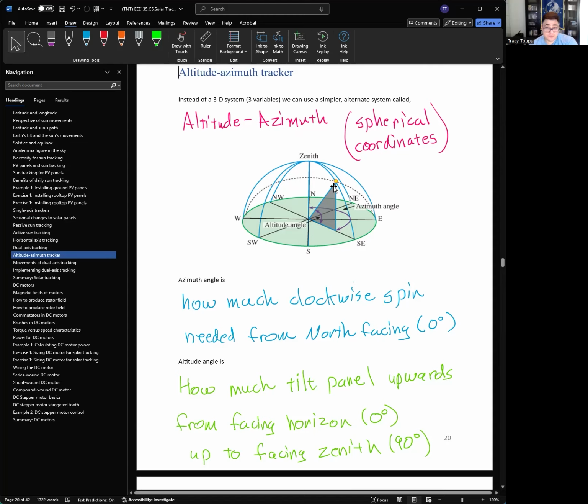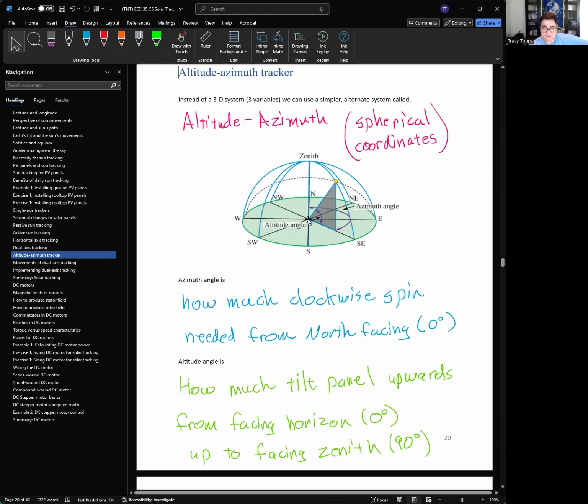Now, in raw spherical coordinates, there's a third variable called the magnitude. What's the distance between us and the point? Now, as solar tracking, we don't need the distance. We don't care. It's really far anyway, it's the sun, all right? So we could throw away the magnitude. All we care about is the 2 angles, okay? So the azimuth angle is how much clockwise spin do we need from a north-facing point. North is 0 degrees, and we could go all the way to 360 degrees, okay?